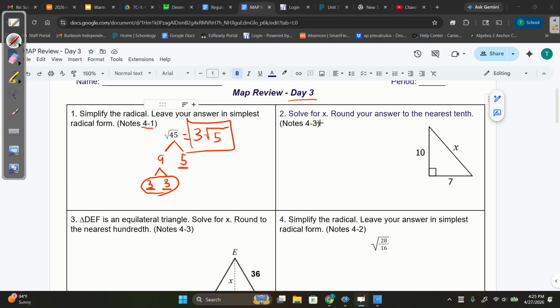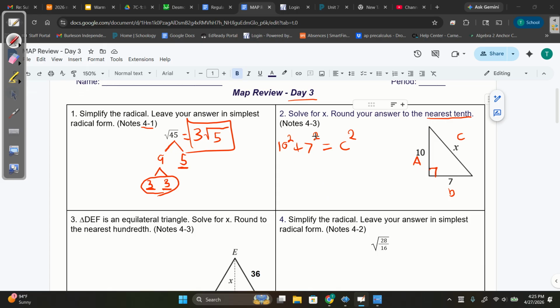Example 2 says solve for x, round your answer to the nearest tenth. So that means we get to use a calculator for this one. In this case, I've got a right triangle with 2 out of 3 sides. We should be fairly familiar with how to solve something like this. This would be Pythagorean theorem, with this side being a, b, and c. So I would say a squared plus b squared equals c squared.